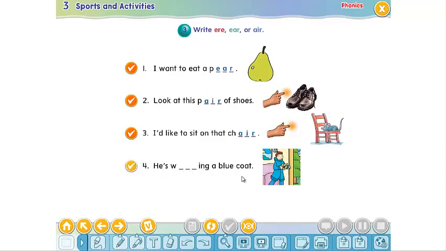He is wearing a blue coat. Wearing, EAR. He is wearing, yes, a blue coat. Okay, number 1, I want to eat a pear, EAR. Look at this pair of shoes, AIR. I'd like to sit on that chair, AIR. Number 4, he's wearing a blue coat, EAR.